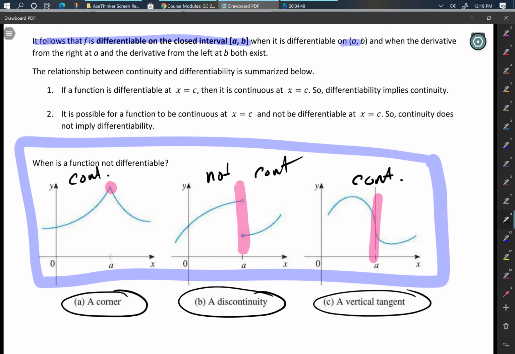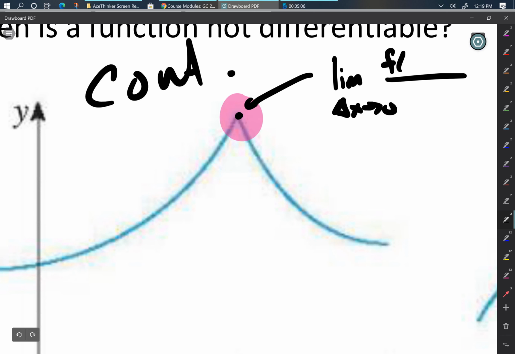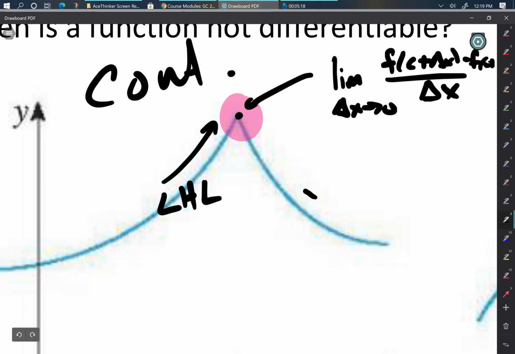And here's the problem. I'm just going to zoom in on this one first off. The definition says that if this thing had a derivative there, a value for that derivative, then that limit as delta x approaches 0 would exist of f of c plus delta x minus f of c divided by delta x. But the left-hand limit and the right-hand limit wouldn't be the same.